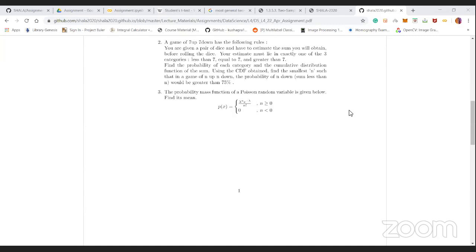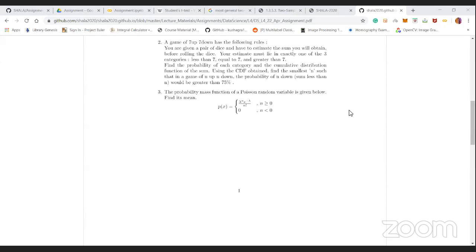Okay. So for the third question, a Poisson random variable has the distribution given here, and there is a small typo. It's p of n, not p of x, but I think that's okay. And we want to find the mean. So the mean is the expected value of the random variable, right? So when you want to find the mean, you sum over all possible values the random variable can take, and the sum is a weighted sum of the values, where the weight is the value of the PMF. Right? So it is summation xi p of xi.